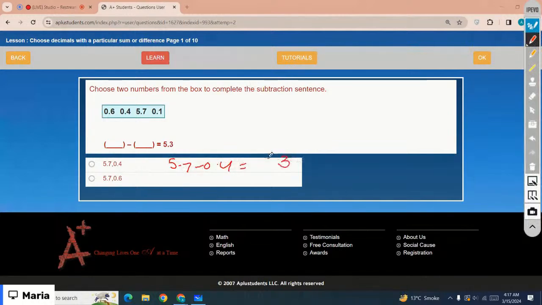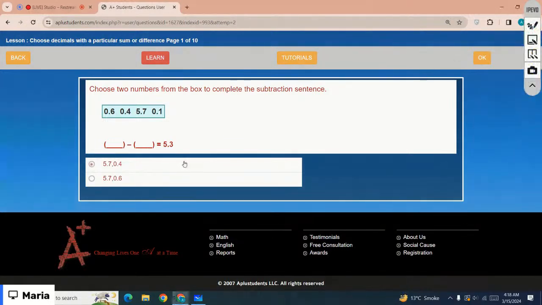7 take away 4 is 3, and 5, that is 5.3. See, that is the correct option because you have to find two numbers whose difference is 5.3, right? So option number 1 is the correct option, that is 5.7 and 0.4. Got it? Option number 1 is the correct option, right?